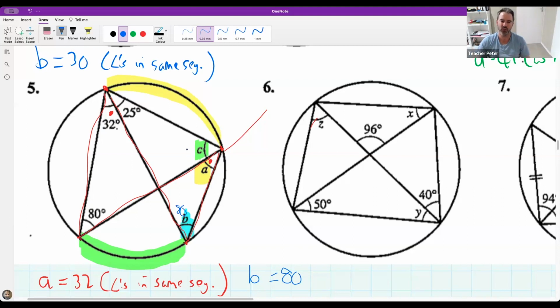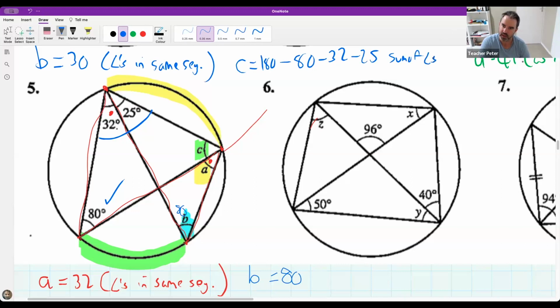I don't know if we can use the same theorem for C. What idea or theorem do we need to use to find C? Probably something a little bit different. Sum of angles in a triangle. Exactly, yes. So C would be 180 minus 80 for this one down here, and then this whole angle, so it would be minus 32 minus 25. Can someone put that in their calculator to help me? Sum of angles in triangle.